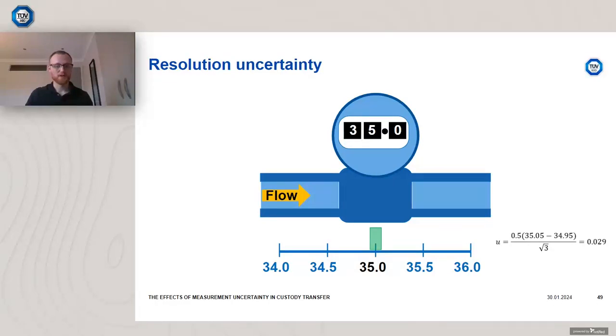If you want to reduce the uncertainty, you could increase the resolution of the flow meter. So now it's reading 35.0. In this case, the value registered by the flow meter could be anywhere between 34.95 and 35.05. If you go through the calculation stages again, you get 0.029. So you've reduced the resolution uncertainty by a tenth, which makes sense because you've added another decimal place to the flow meter.